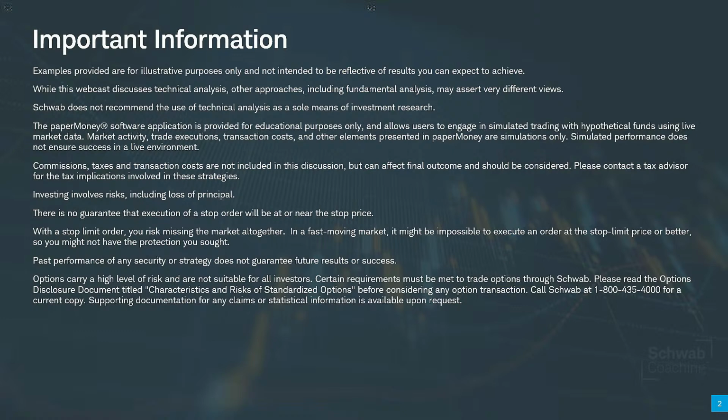We're likely not going to talk about options in this class today. However, if you do happen to see options content or hear about it, good reminder always: options carry a high level of risk. They are not suitable for all investors. Make sure that you're aware of the characteristics and risks of standardized options before considering any option strategy.